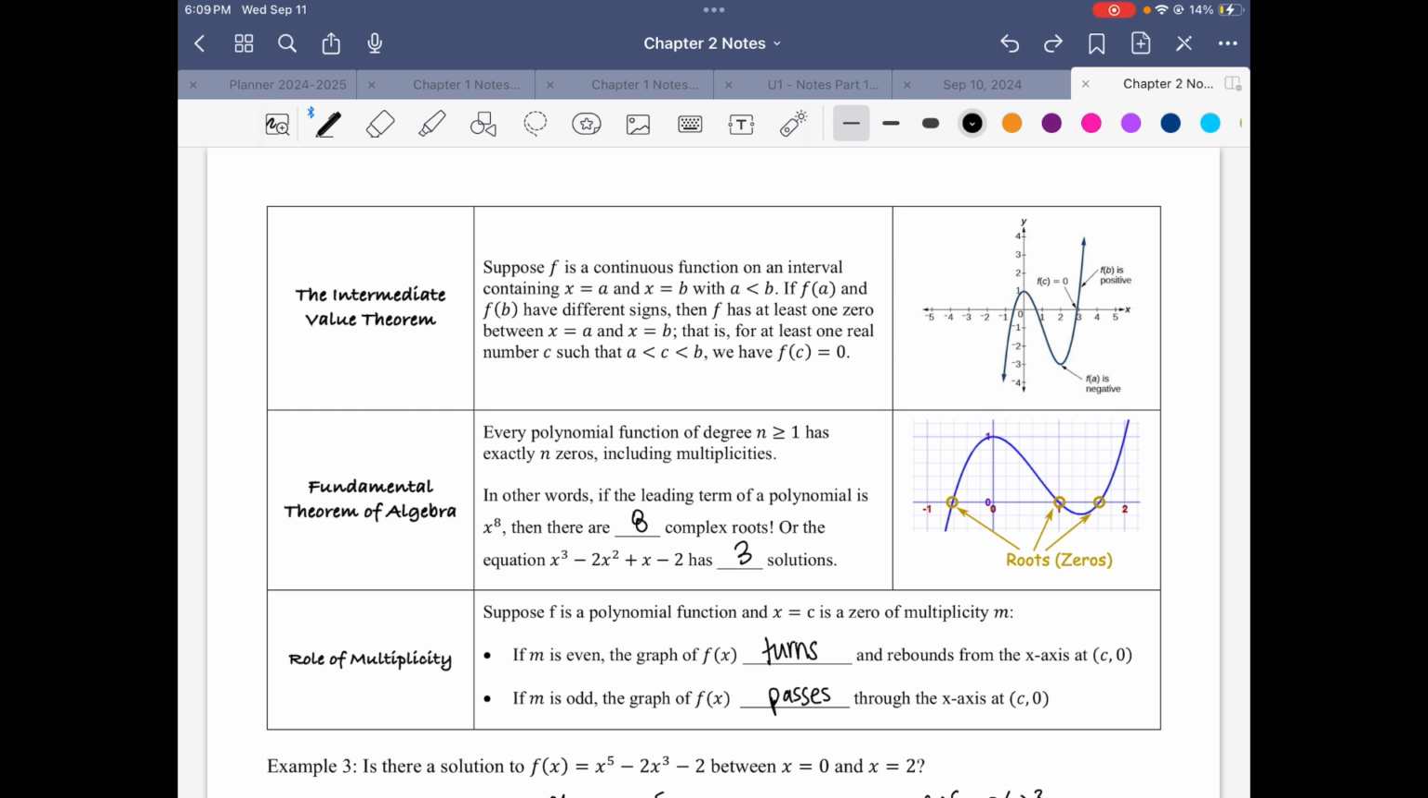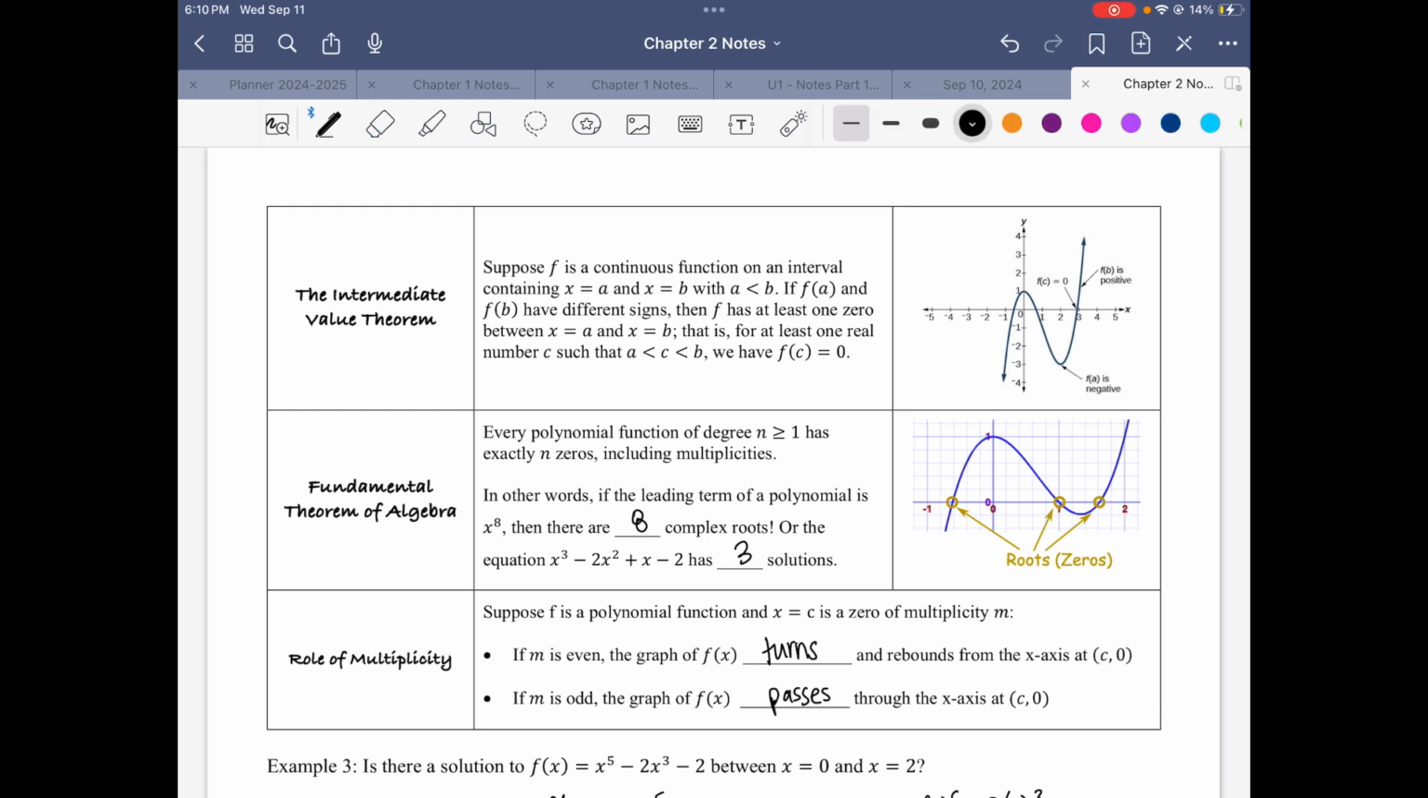So then, if we have the polynomial function and x equals c has the multiplicity of m, then if m is even, the graph turns and rebounds from the x-axis. If m is odd, the graph passes through and keeps going. So for example, with x to the 3rd, that has a multiplicity of 3 at 0. So what it does is it kind of flattens out a little bit and then pops back up. Whereas x squared has a multiplicity of 2 right there at 0, so it bounces off.